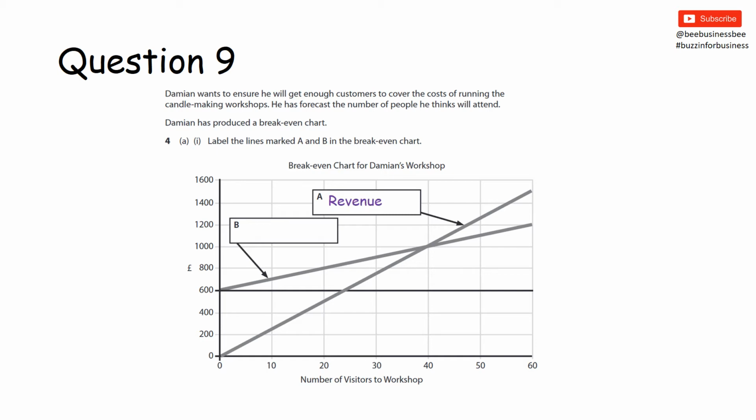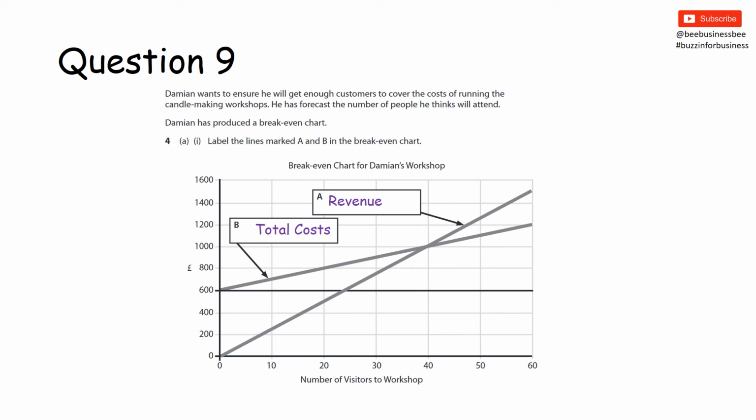Okay, so the first line you should have got is revenue. The second line you should have got is total cost. So if you're thinking, how do I get those? Well, remember, the straight line is always a fixed cost because they don't change. And remember, from your fixed costs, you always have your total cost. So you see where the 600 is, your total cost always starts with fixed cost line.